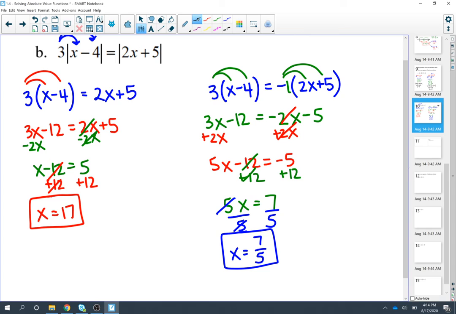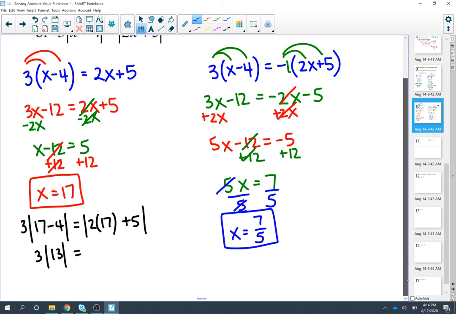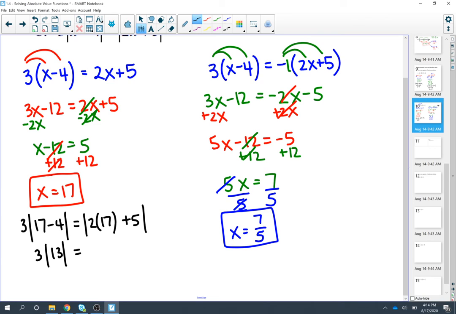First one we're going to check, x equals 17. So 3 times the absolute value of 17 minus 4 equals the absolute value of 2 times 17 plus 5. 17 minus 4 is 13. So we've got 3 times the absolute value of 13 equals 2 times 17 is 34, plus 5 is 39. So we're looking at the absolute value of 39. The absolute value of 13 is just 13. So 3 times 13 is 39 equals 39.